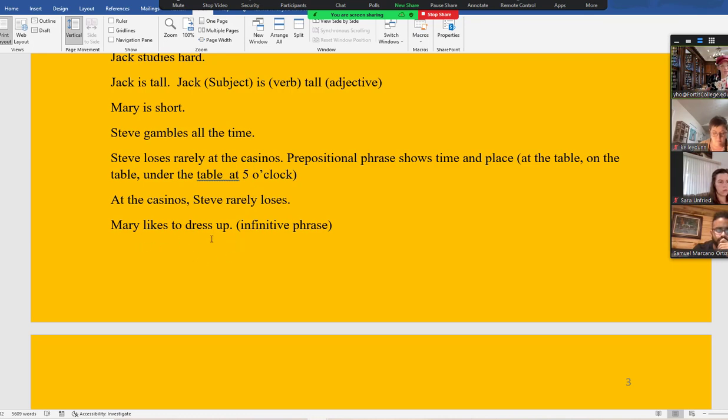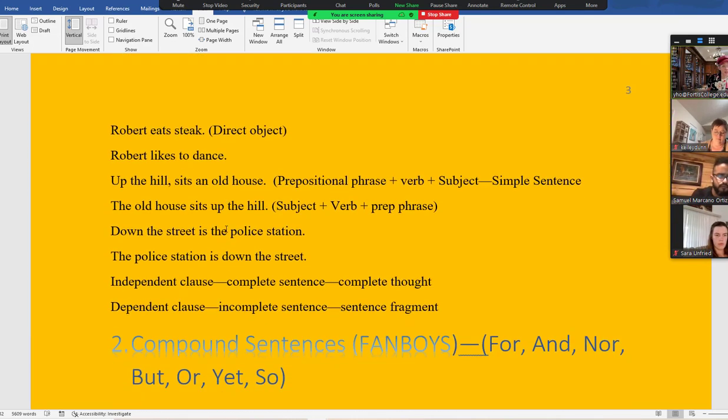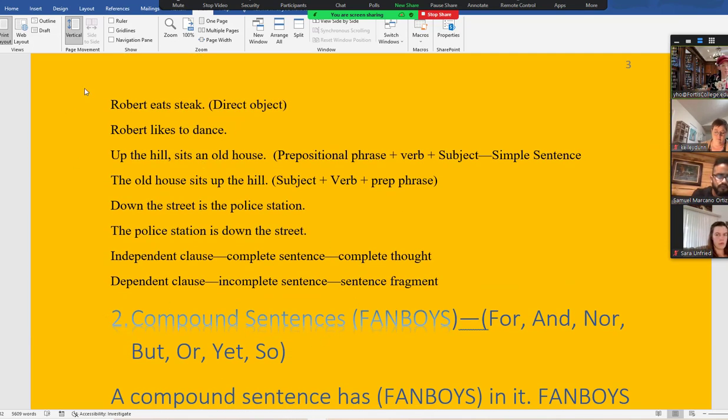Mary likes to dress up. To dress up is an infinitive phrase because you have an infinitive, to dress. And a phrase means it's a group of words with no subject and no verb, whereas a clause is a group of words with a subject and a verb. Okay, so you gotta know the difference between a clause and a phrase. Here's a bunch more simple sentences.